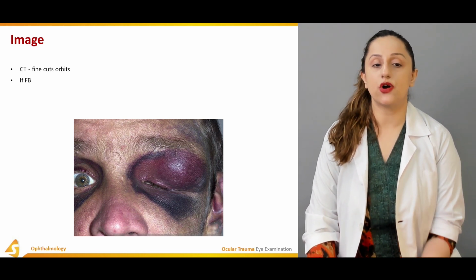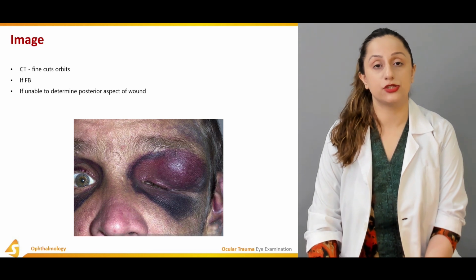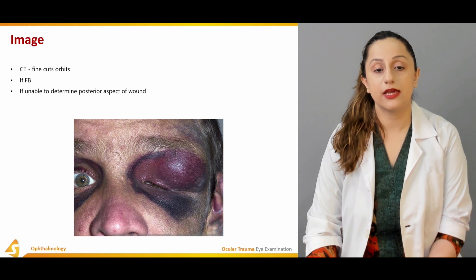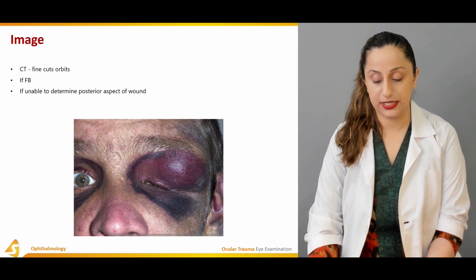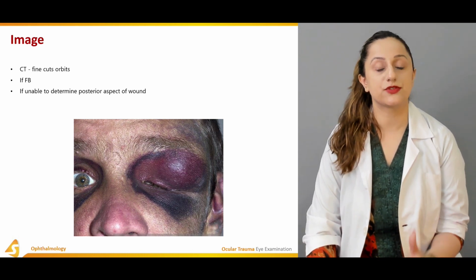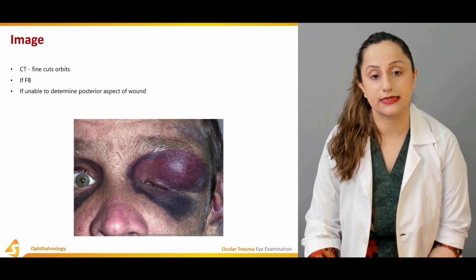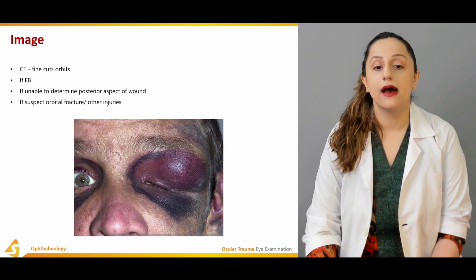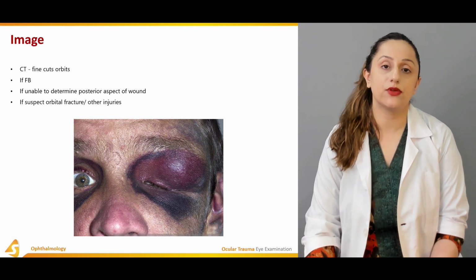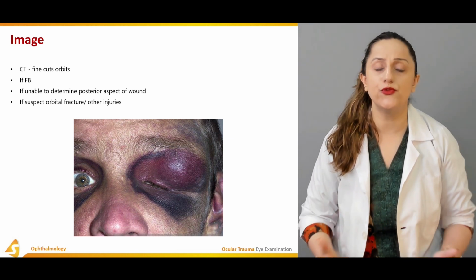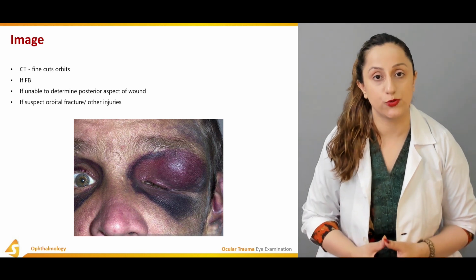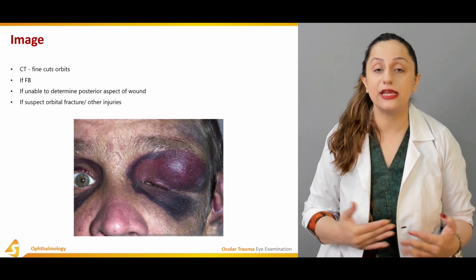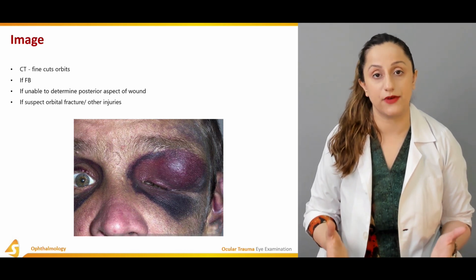If it is a case of a foreign body, one should know how to deal with these images. If unable to determine the posterior aspects of the wound, it is sometimes required to perform these CT scans and X-rays to rule out any orbital injuries or any fractures or any other injuries. It can even be the roof, the floor, the medial or the lateral walls of the orbit that are involved. Now, knowing the relations of these walls is again very important.